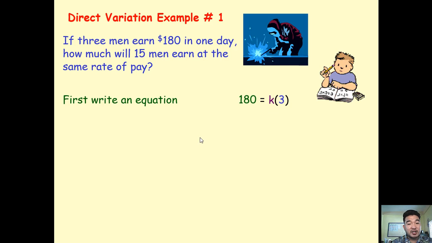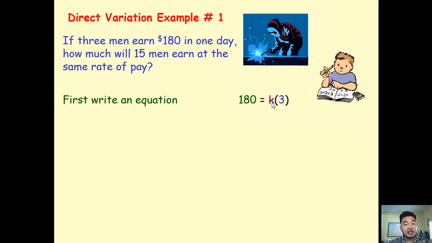First, write an equation. So our equation would be 180 is equal to k times 3. Kasi yung k na yan yung multiplier natin. No? Sabi kasi dito, yung tatlong tao, kumikita sila ng $180 sa loob ng isang araw. Ang tanong, how much will 15 men earn at the same rate of pay? Yung 15 na tao daw, magkano yung kikitain nila sa loob ng isang araw with the same rate of pay? So, ang nawawala dito ay kung magkano ang kita ng isang tao sa loob ng isang araw.